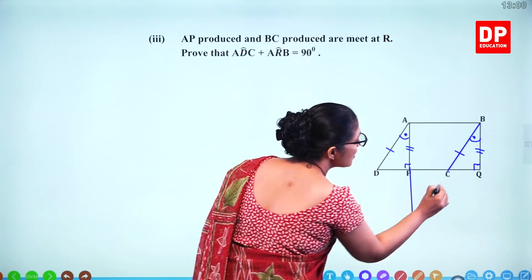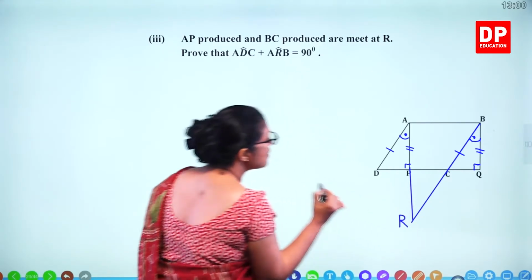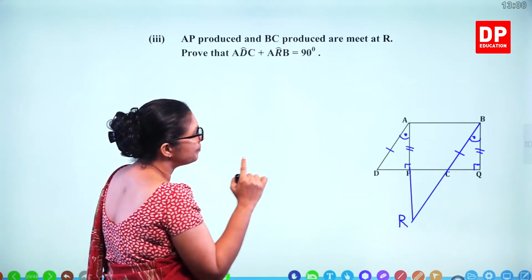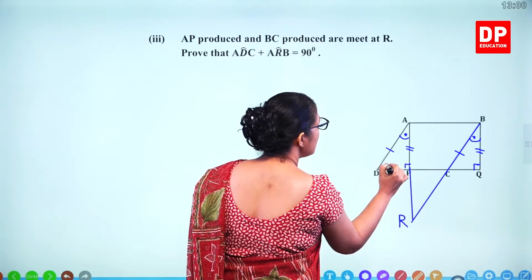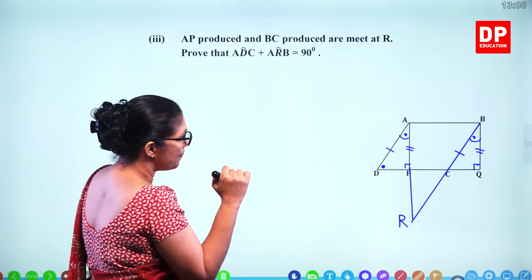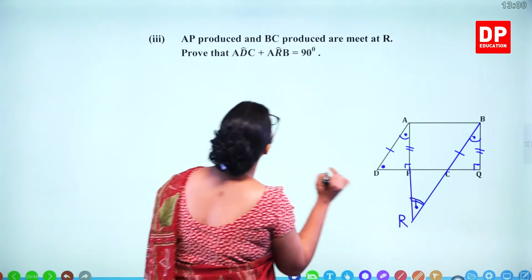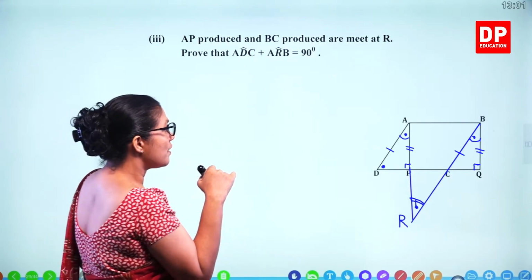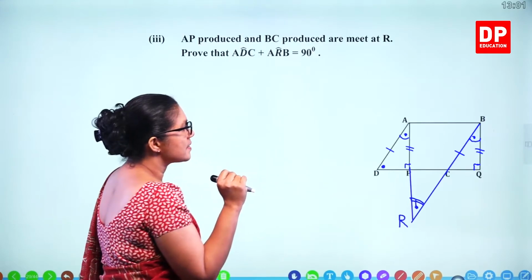BC produced is this one. Meet at R. So this is R. Prove that angle ADC, this one, plus angle ARB, this angle, is equal to 90 degrees. So you have to show that this angle and this angle both are 90 degrees.